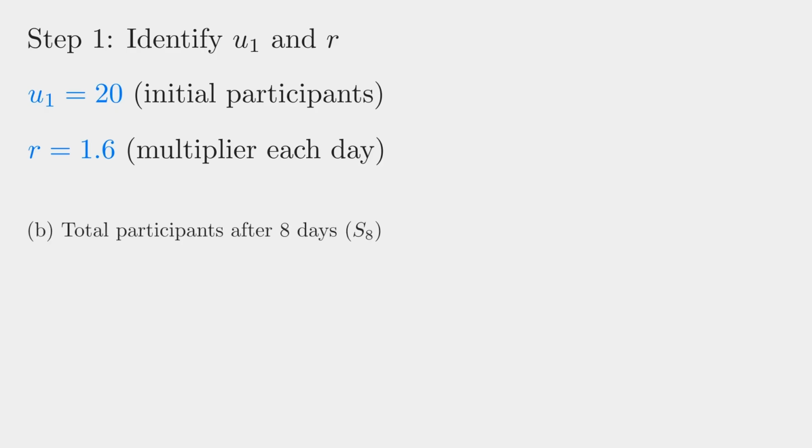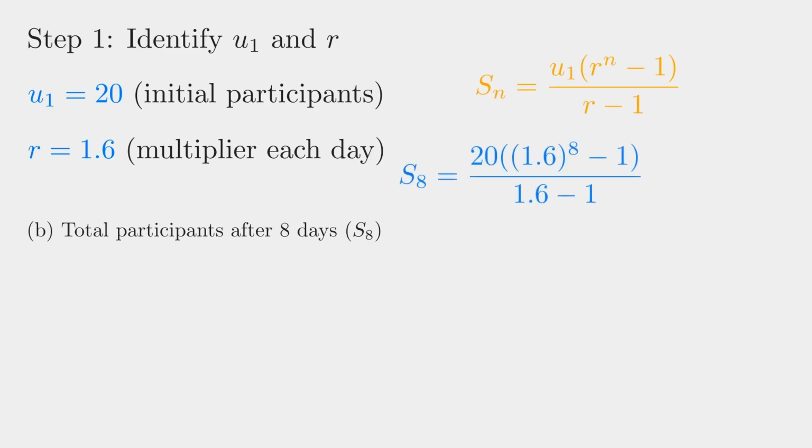What is the total number of participants after the first 8 days? Since we are asking about the total, this is the sum. So we use the sum of a geometric series formula: Sn is equal to u1 into r to the power of n minus 1 over r minus 1. Replacing our values in this formula, we have n equal to 8, and S8 in this case becomes 20 into 1.6 to the power of 8 minus 1 over 1.6 minus 1.